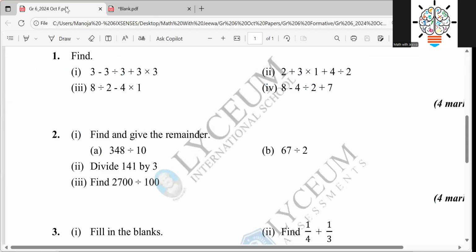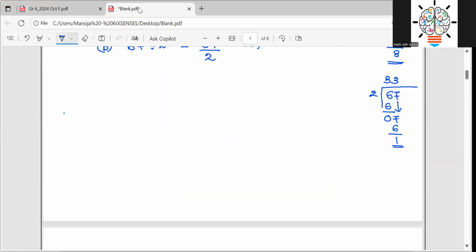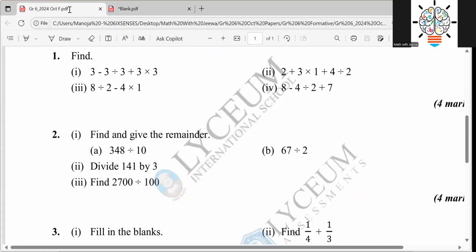Okay, so then, right, so then the Roman number 2, divide 141 by 3, right? So then we will move to the Roman number 2. So this is Roman number 2. And the question is 141.